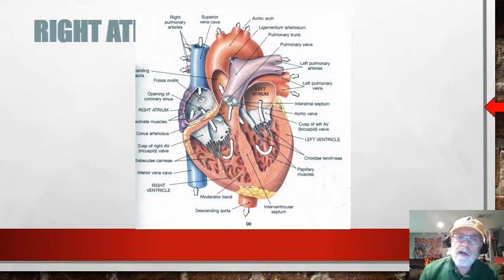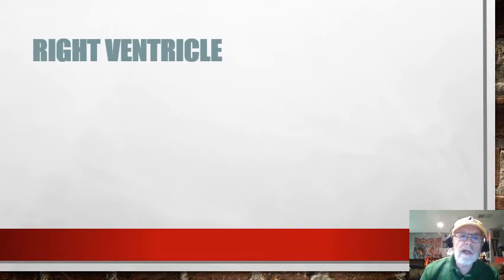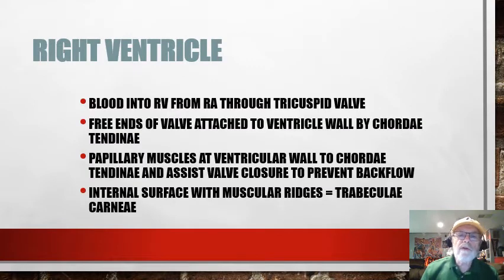Okay, so that's the right atrium. Now the right ventricle. The right ventricle gets the blood from the right atrium. So once the blood is in the right atrium, it's come from the body, it goes into the right ventricle, because the right atrium is not good enough to pump it out. It has to go somewhere else. It goes into the right ventricle. So the blood goes into the right ventricle from the right atrium through that tricuspid valve, like I talked about.